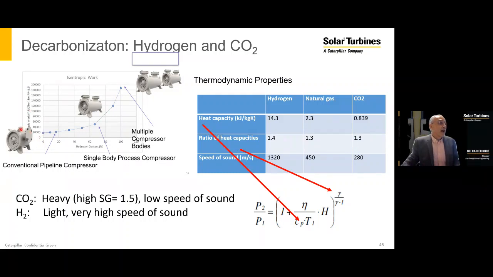If you compress natural gas, you need a two-stage pipeline compressor. If you add hydrogen to that natural gas, you will have to put more work into the gas. The more hydrogen you have in the mixture, the more impellers I need. So I may need a machine with 6 or 7 impellers here. I may need 2 machines in series here in order to maintain my pressure ratio.